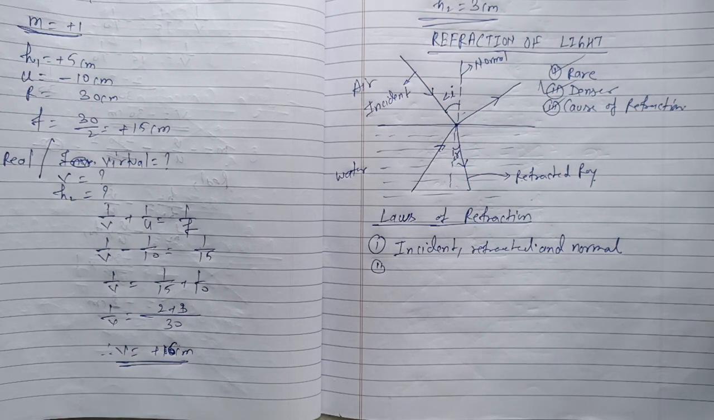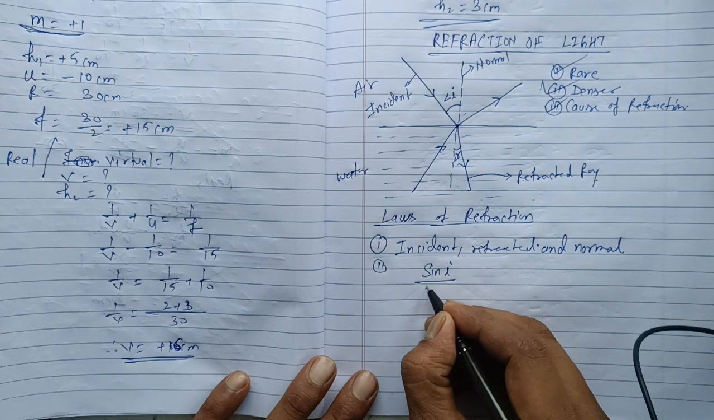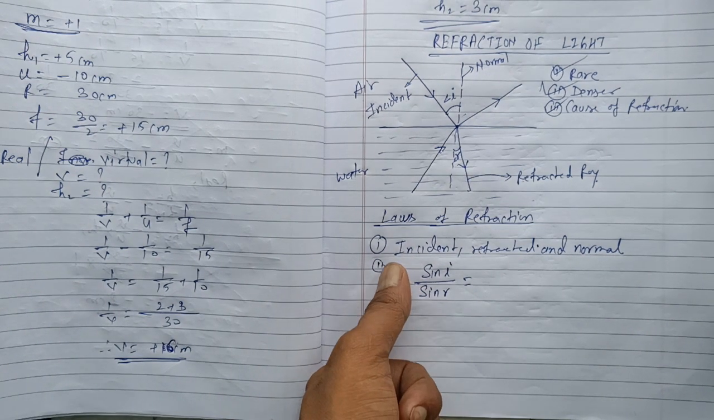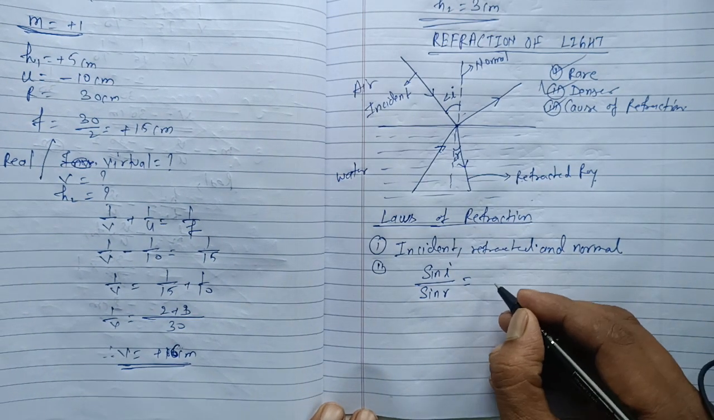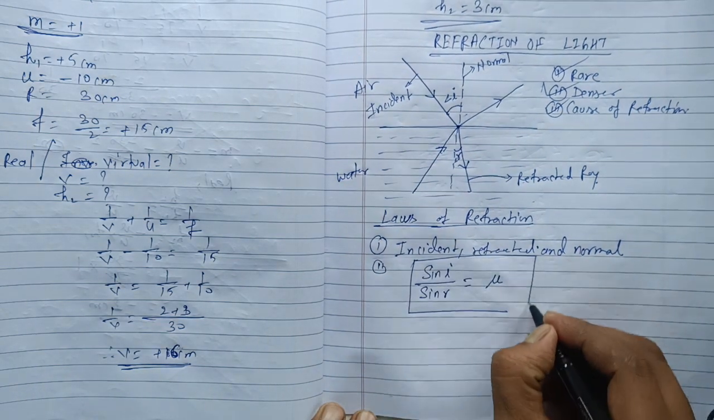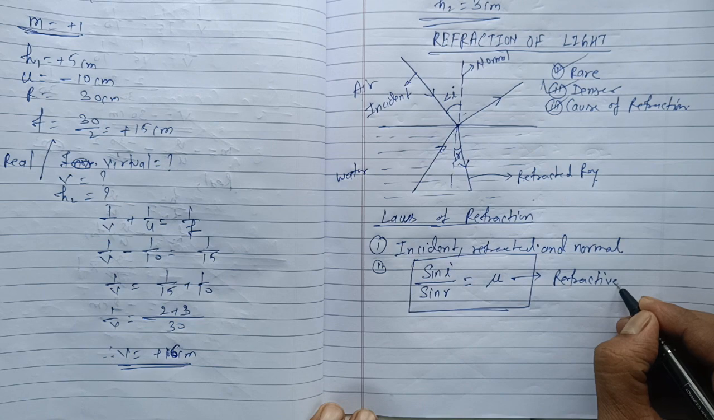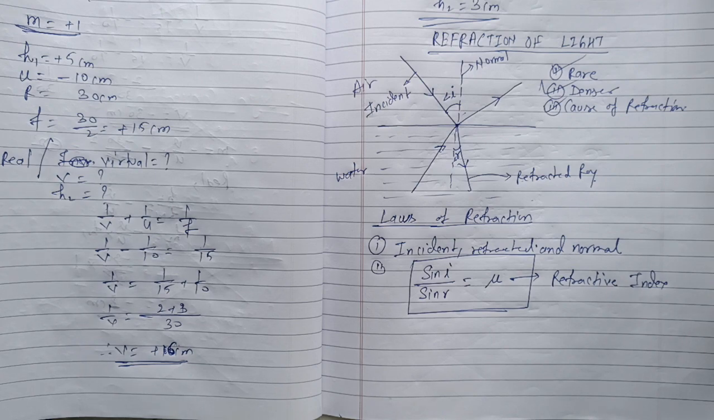The second law is that the ratio of the sine of the angle of incidence to the sine of the angle of refraction is a constant term, which is known as the refractive index of the medium, and it is denoted by mu. Mu is known as what? The refractive index.